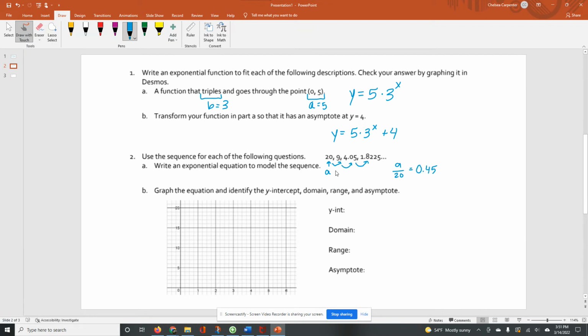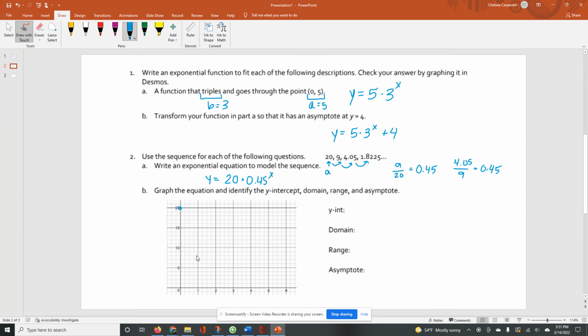And we could double check to make sure this is an exponential model. You could do 4.05 and divide by 9, the previous number, and you'll still get 0.45. So that tells me that 0.45 is the b value. So our function is going to be 20 times 0.45 to the x.